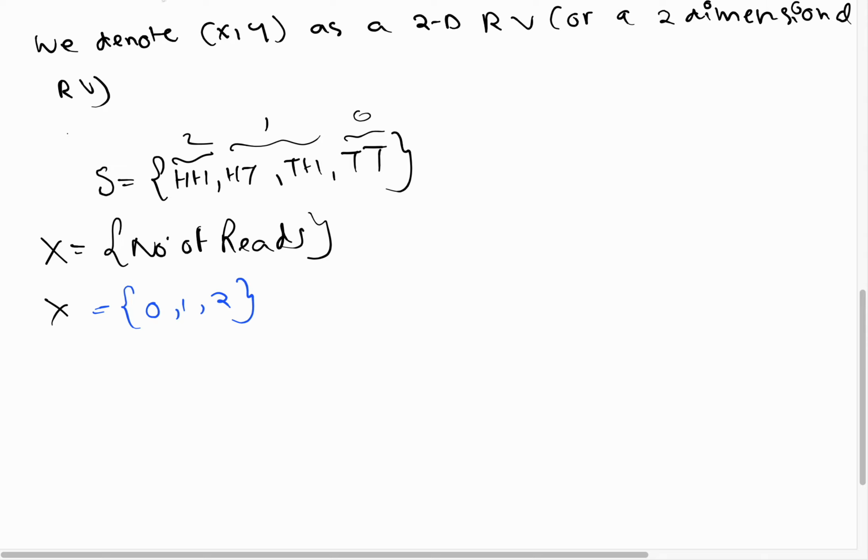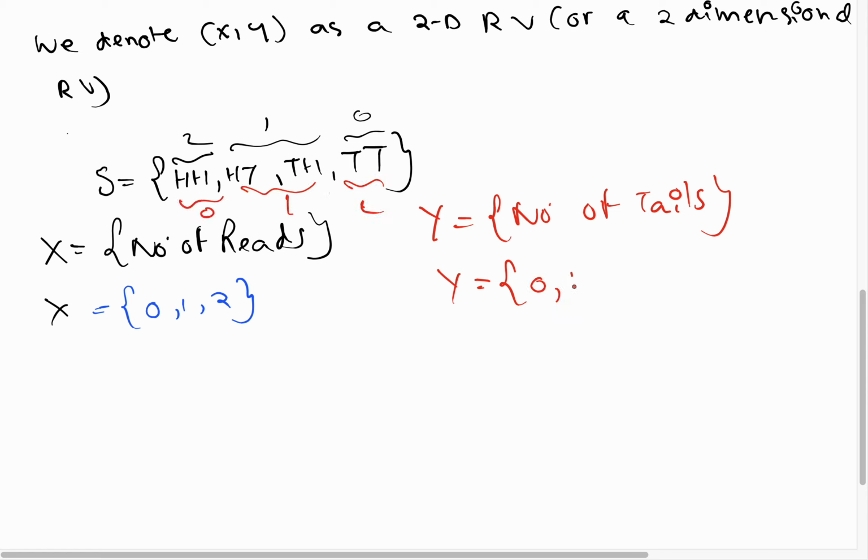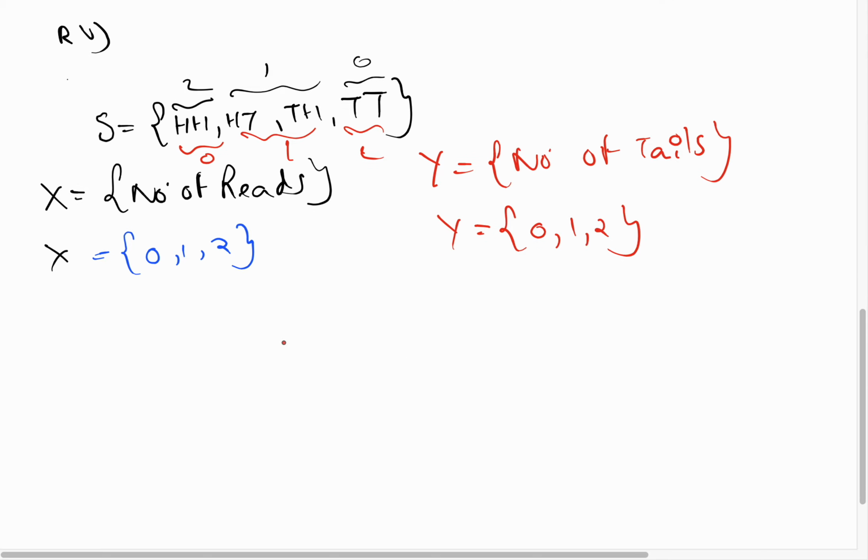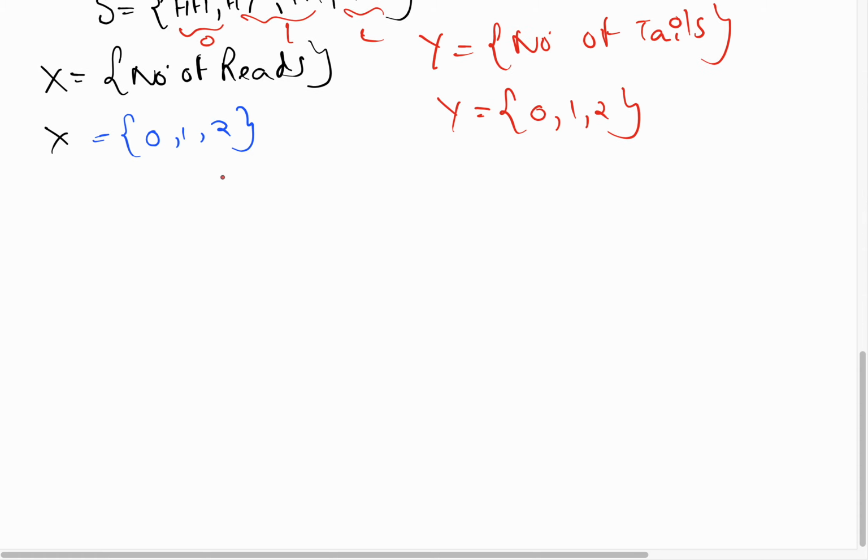Similarly, let me consider another random variable Y, the number of tails. So it's 0, 1, and 2 here. These are the values taken by the random variables, and they can be x1, x2, x3, and y1, y2, and y3, right? Let us try to do one thing here.